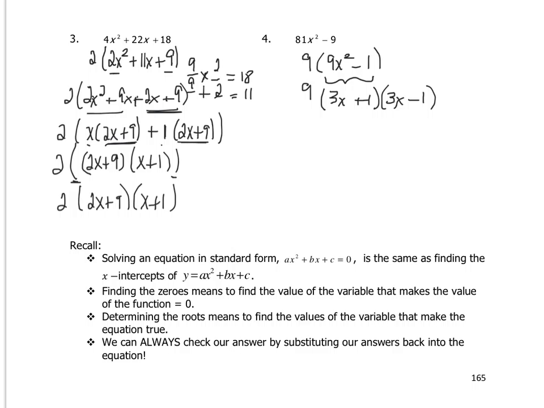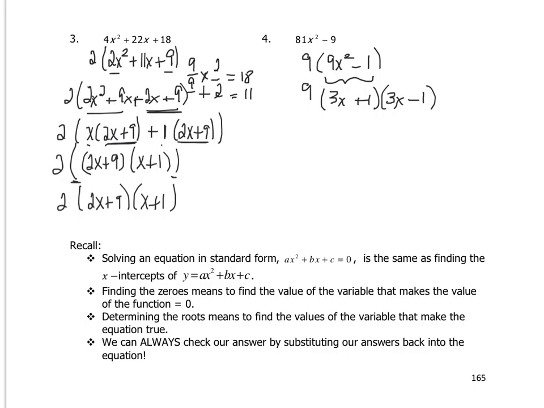Okay, so just a couple little notes there. Recall solving an equation in standard form, ax squared plus bx plus c equals 0, is the same as finding the x-intercepts of the equation y equals ax squared plus bx plus c. And finding the zeros means to find the value of the variable that makes the value of the function equal 0, which is similar to finding the x-intercepts. And determining the roots means to find the values of the variable that make the equation true. So you can always check your answers when you're finished by substituting your answers back into the equation.